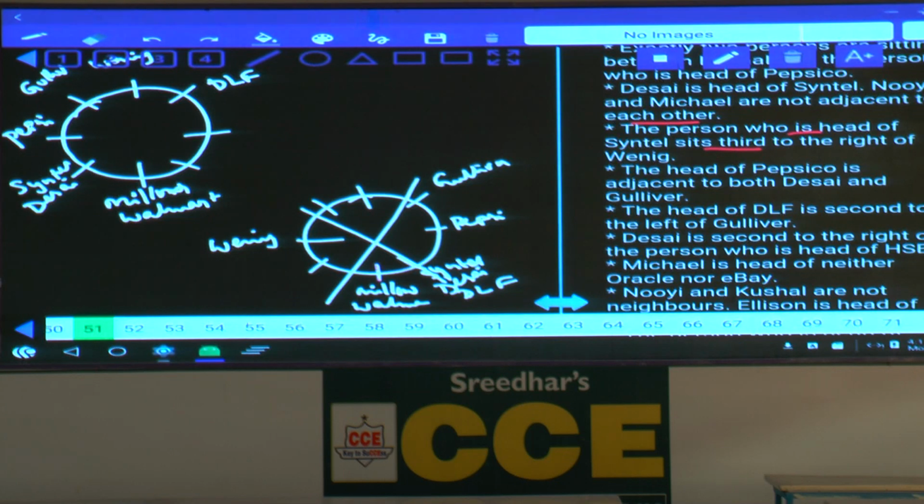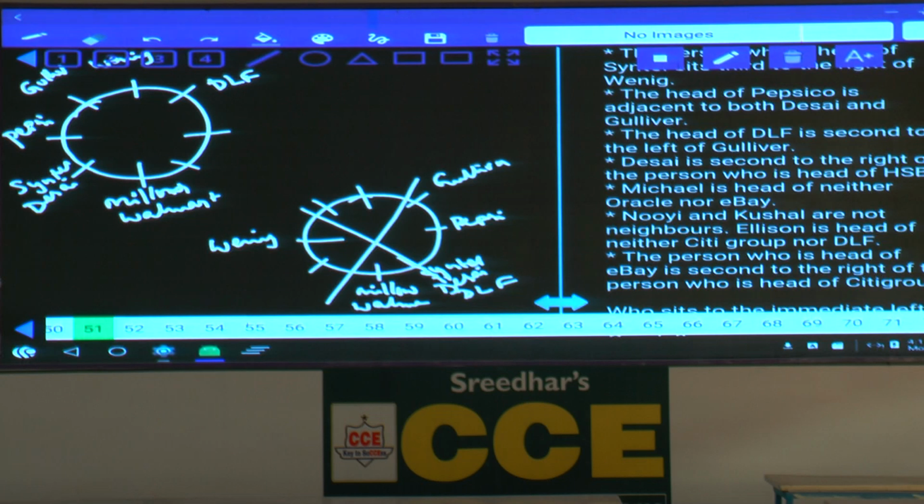The head of PepsiCo is adjacent to both Desai and Gulliver, and the head of DLF is seated second to the left of Gulliver. Desai is seated second to the right of HSBC. Desai is here, so this Gulliver is working in HSBC. Clear now? Michael is head of neither Oracle nor eBay. Michael cannot be Oracle or eBay.